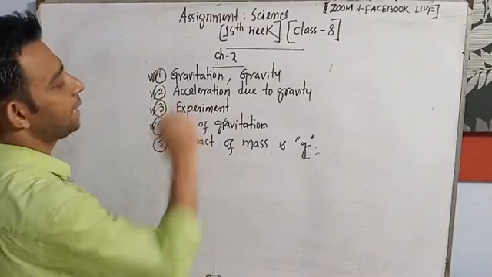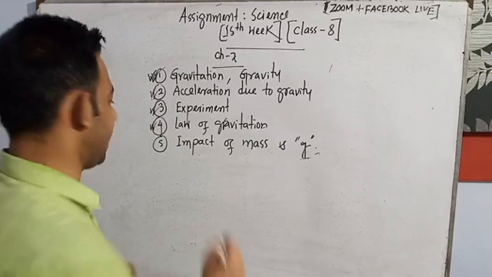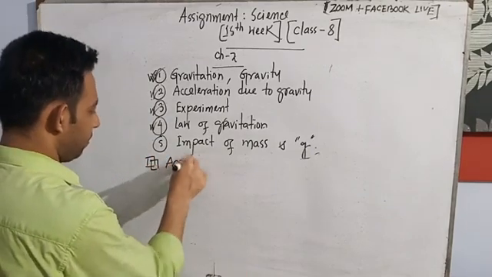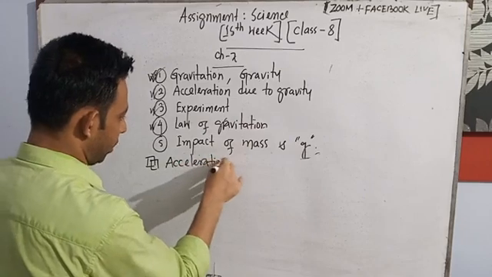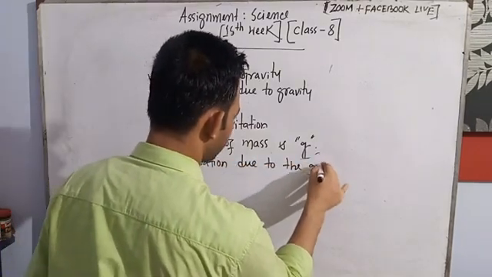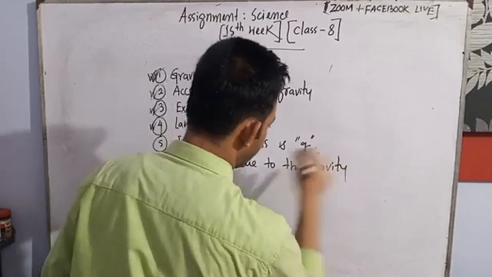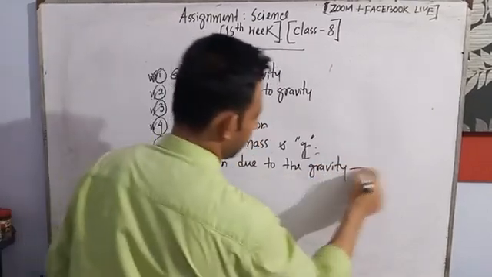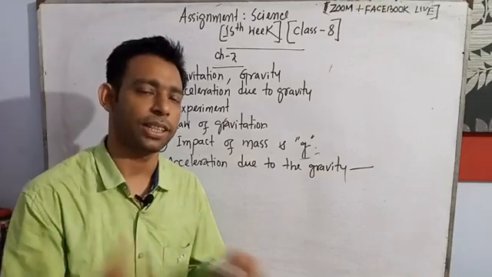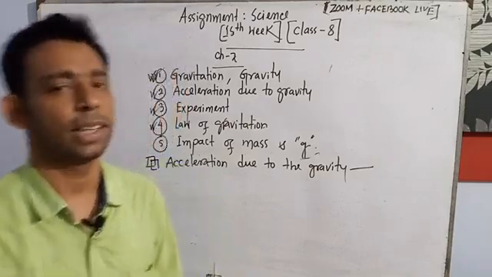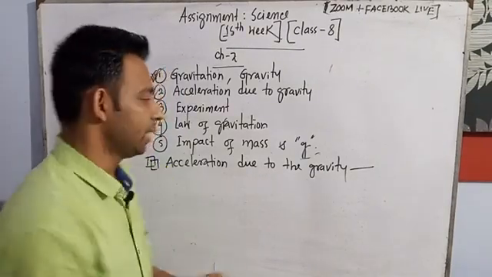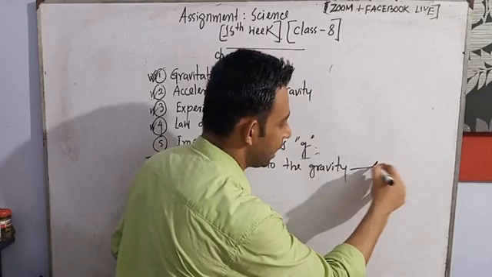Second one, acceleration due to gravity. My headline point is acceleration due to gravity. What is the acceleration due to gravity? We can say it accordingly. This is called small g.